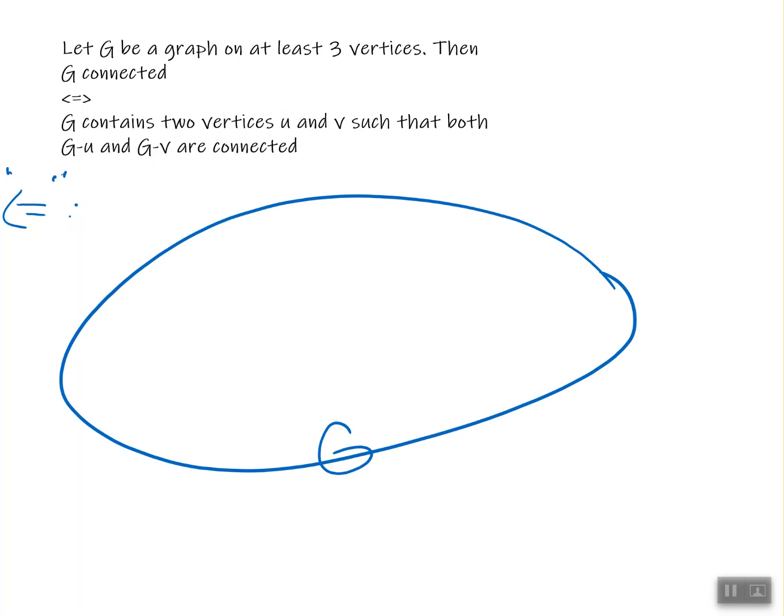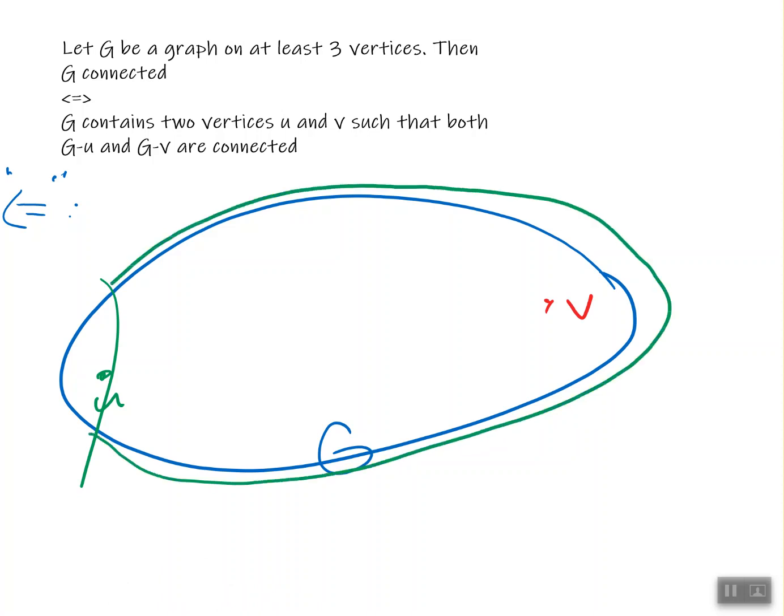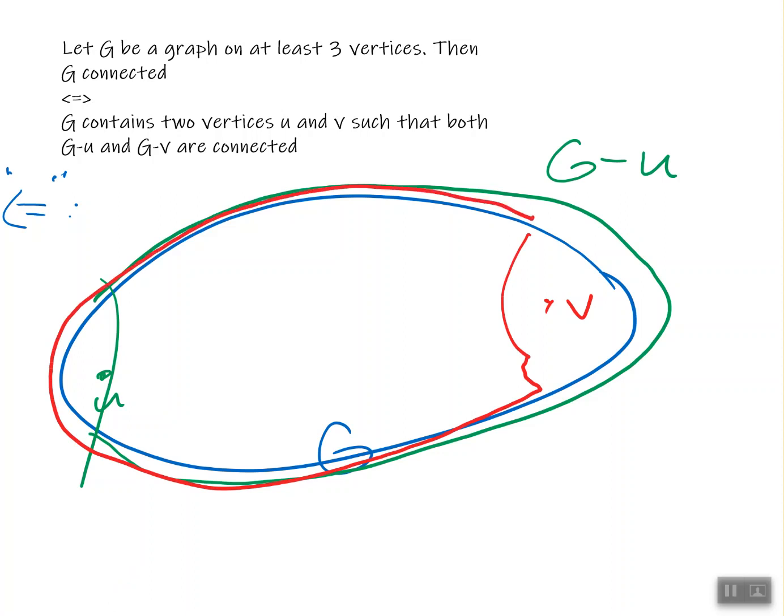And let's have a vertex in here, let's call it U. And another vertex in here, let's call it V. And if I cut away U, what is left is this whole graph here. So this is G minus U. And if I cut away V like that, what's left is this rest of the graph. Let's say this is G minus V. And what we want to show is that the whole graph G is connected.